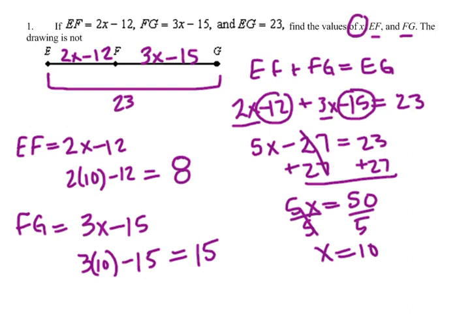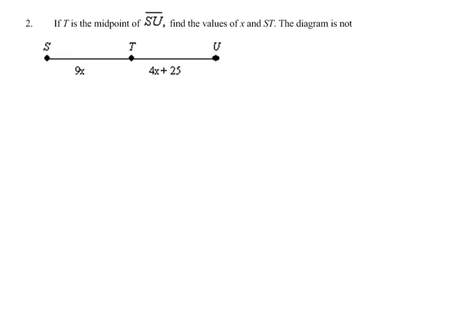Number 2. If T is the midpoint of SU, very important right there, T is the midpoint of SU. So that means T is the halfway point from S to U. Therefore, this segment is congruent to that segment. Find the values of X and ST. To find X, we set the 2 values equal to each other.